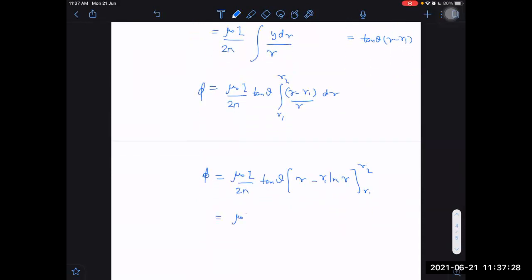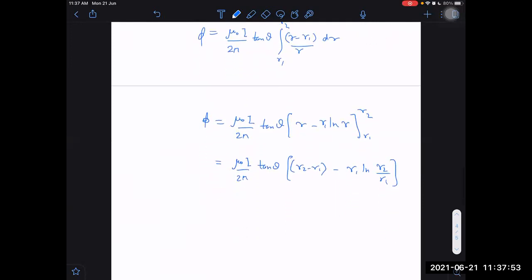What we get then is mu naught I by 2 pi into tan theta into (r2 minus r1 minus r1 into ln r2 by r1). Okay, yes sir, that is the flux.